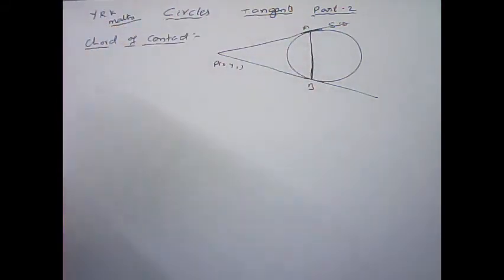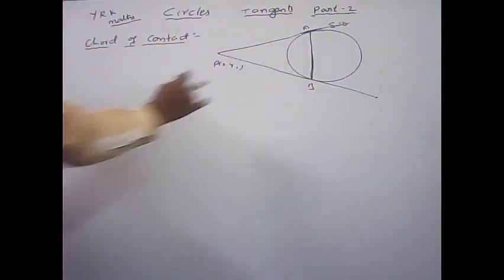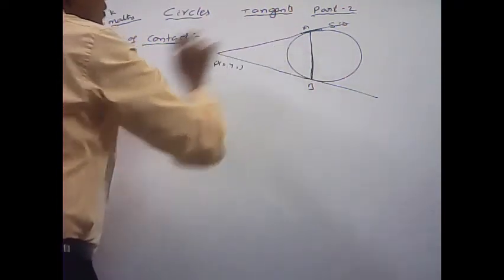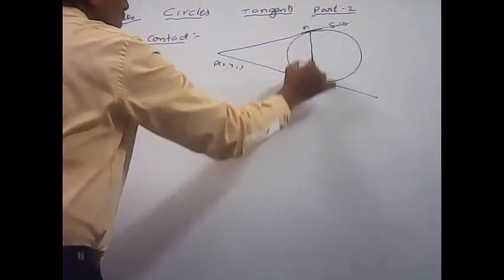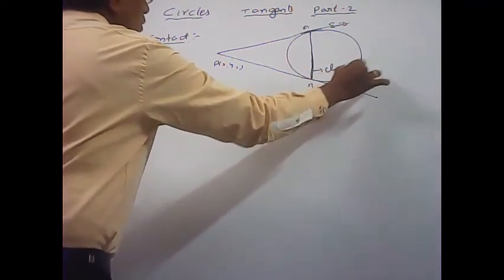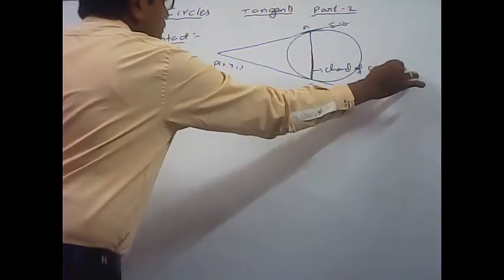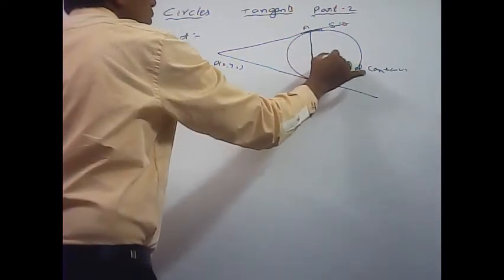The line segment joining the points of contact of the tangents drawn from the external point to the given circle, this one we say chord of contact. Here the equation of the chord of contact, that is also S1 equals to 0.